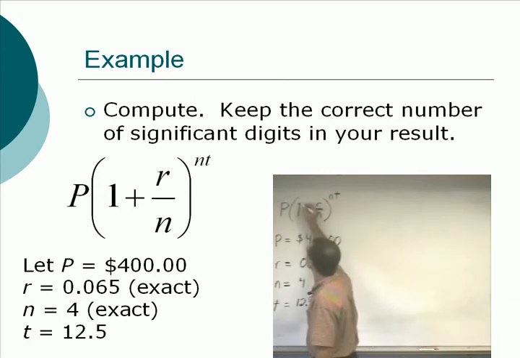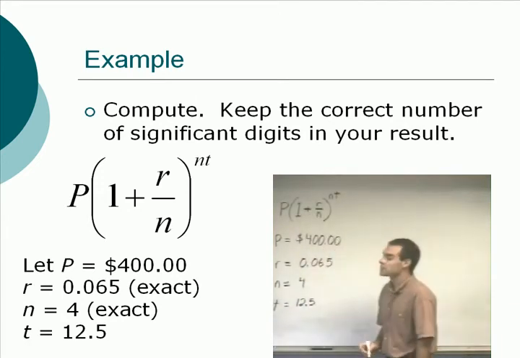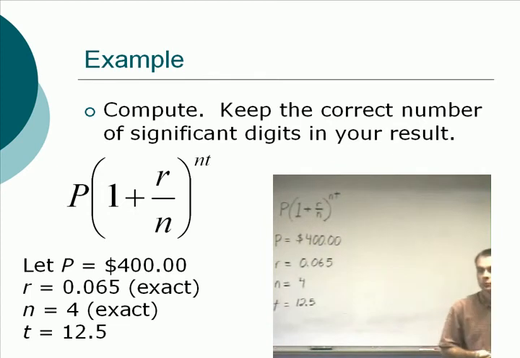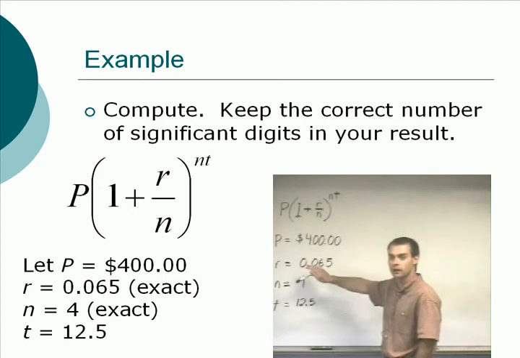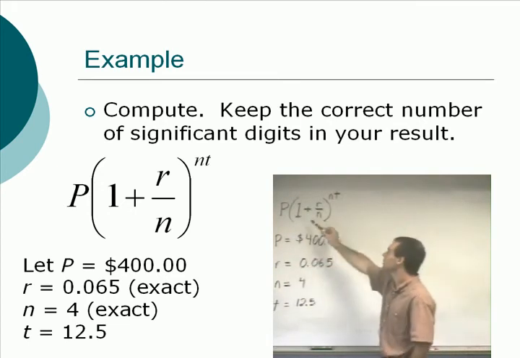Note here that the 1 in the formula is considered to be an exact value. Okay, so that 1 in the formula is considered to be an exact value. So what are the only 2 numbers that we actually have to pay attention to as far as significant digits are concerned? The principal, $400, is not necessarily exact. To the nearest penny it is, but and then our time period of 12.5. The R and the N are said to be exact values, so we don't care how many sig digs there are there. It's not going to factor in, nor does that 1.